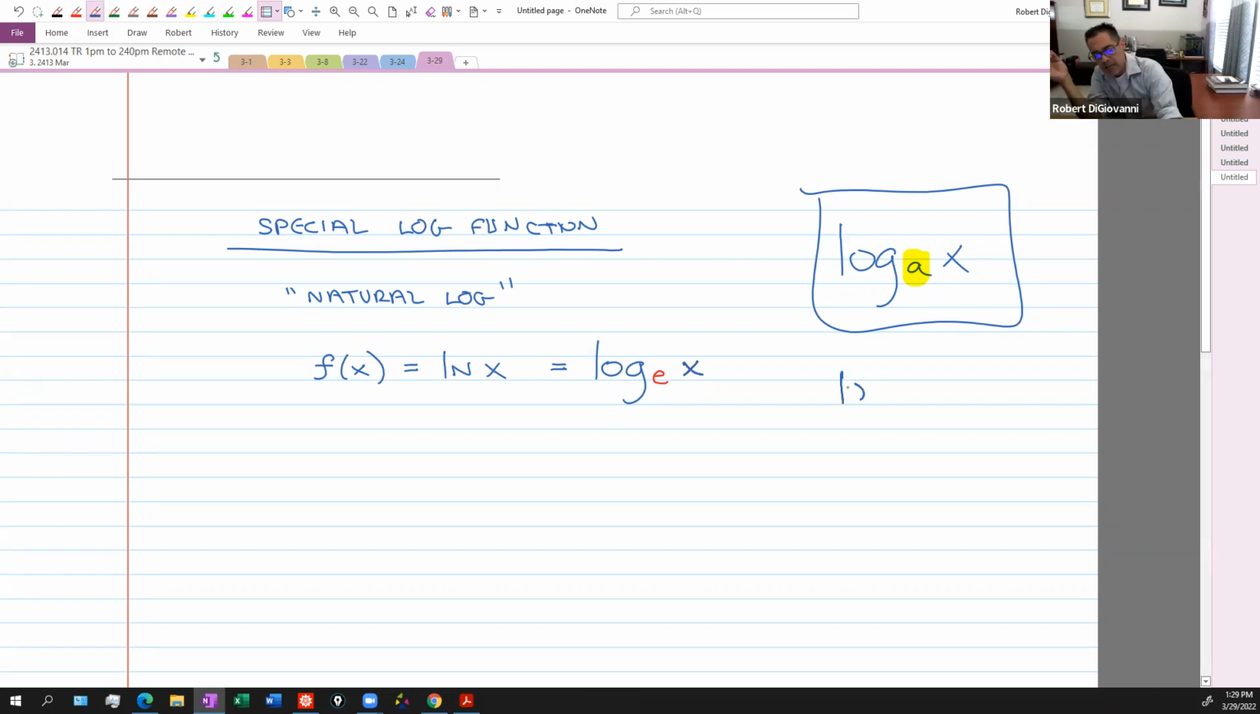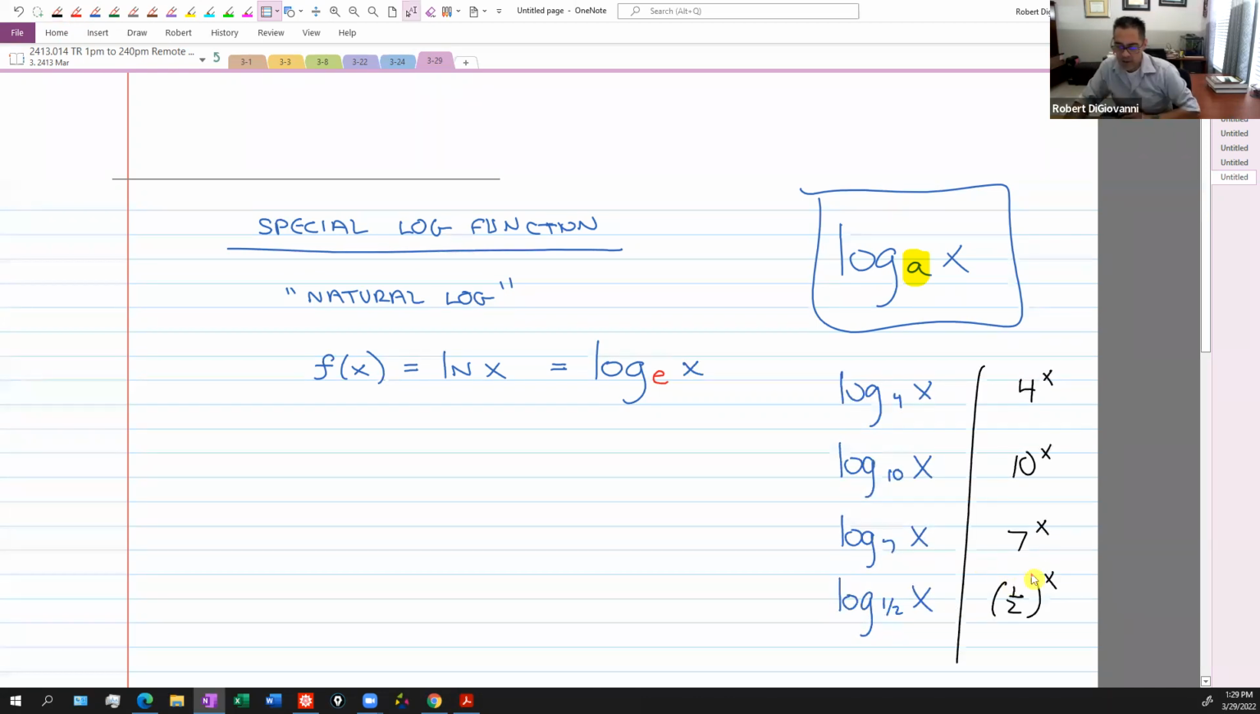Log functions can be any base. You can have log base 4, log base 10, log base 7, log base a half. Just like exponential functions would look like this: 4 to the x, 10 to the x, 7 to the x, 1/2 to the x. So this is the log function, this is the exponential function. These two are inverses of each other, and these, and these, and these. That's the idea.